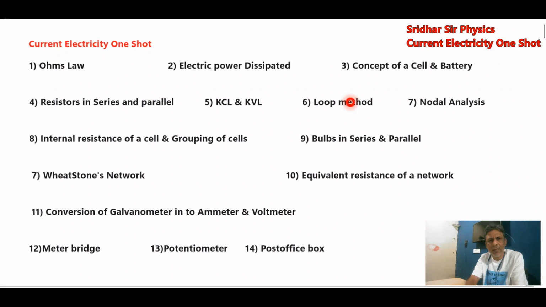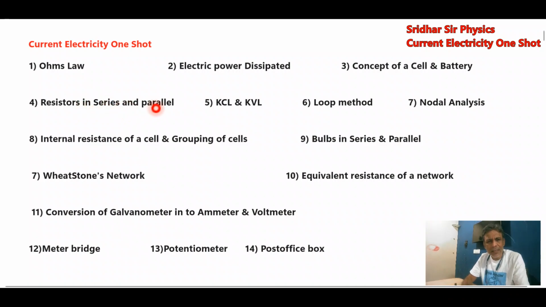The topics you will come across in current electricity one shot: the first is the basic Ohm's law. What is Ohm's law? What do you mean by electrical resistance? These are the ideas you will learn here. Then the power dissipated, regarding the energy supplied by the cell, power dissipated in the bulb, in the resistor, in the electric kettle; those ideas and some formulas. Then we'll introduce the cell and battery, which supply energy to the circuit.